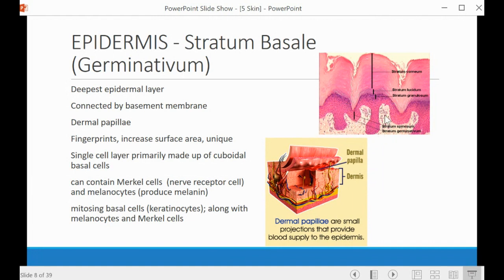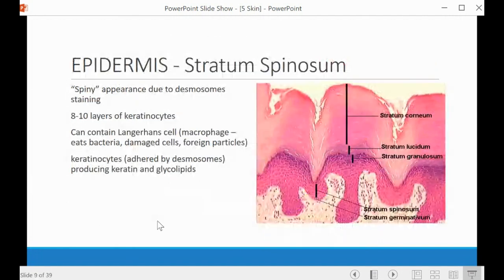Again, single layer. It contains Merkel cells. Merkel cells are nerve receptor cells, and melanocytes. Melanocytes' job is to produce melanin, and melanin gives us the actual color of our skin. We also have mitosing basal cells. Mitosing means that it's making more than one basal cell in the bottom, and it's also going to have melanocytes and those Merkel cells.